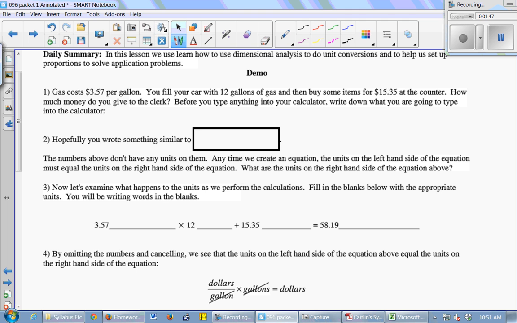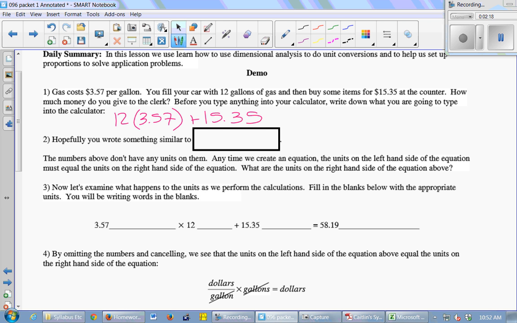Gallons of gas, 3.57. It's going to be 12 times 3.57. Yep, 12 gallons of gas, $3.57 per gallon, so you multiply them, plus the 15.35 for whatever you bought inside. So notice that those numbers don't have any units on them. And anytime you write down an equation, the units on the left-hand side have to equal the units on the right-hand side. For two things to be equal, they have to be measuring the same stuff.